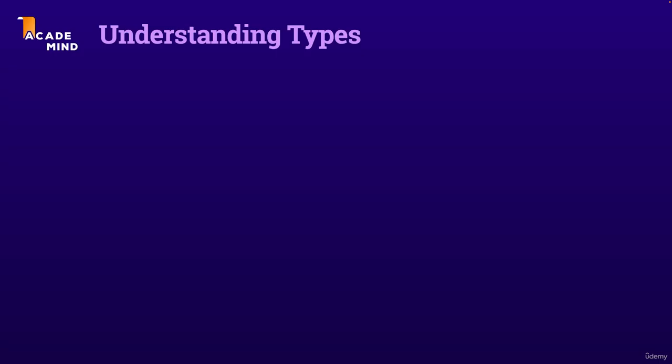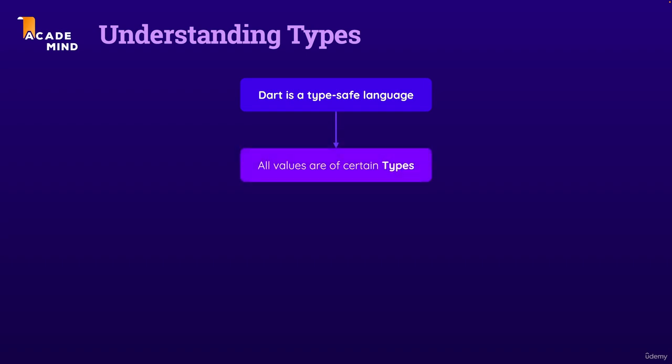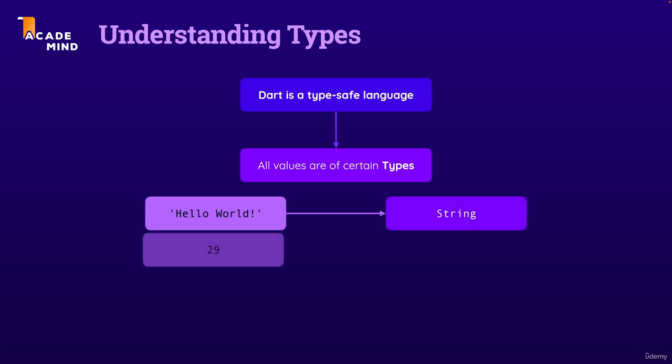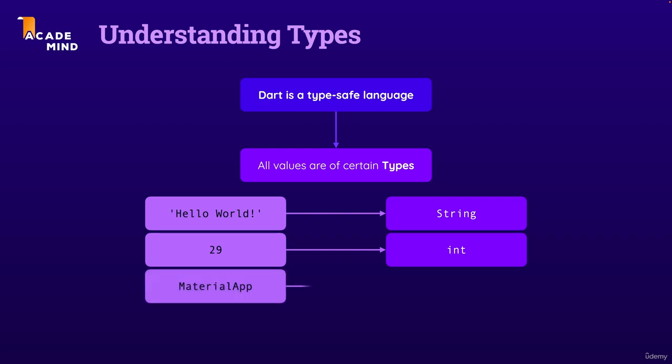You also learned that Dart is not just object-oriented, but that types are important. That Dart is a type-safe language, which simply means that all the values you are working with are of certain types. For example, the text "hello world" would be of type string. A number could be of type int for integer if it's a number without decimal places, and the MaterialApp widget would be of type MaterialApp, because you can also create your own custom types. And for example, every class you define also automatically creates a type of the same name.